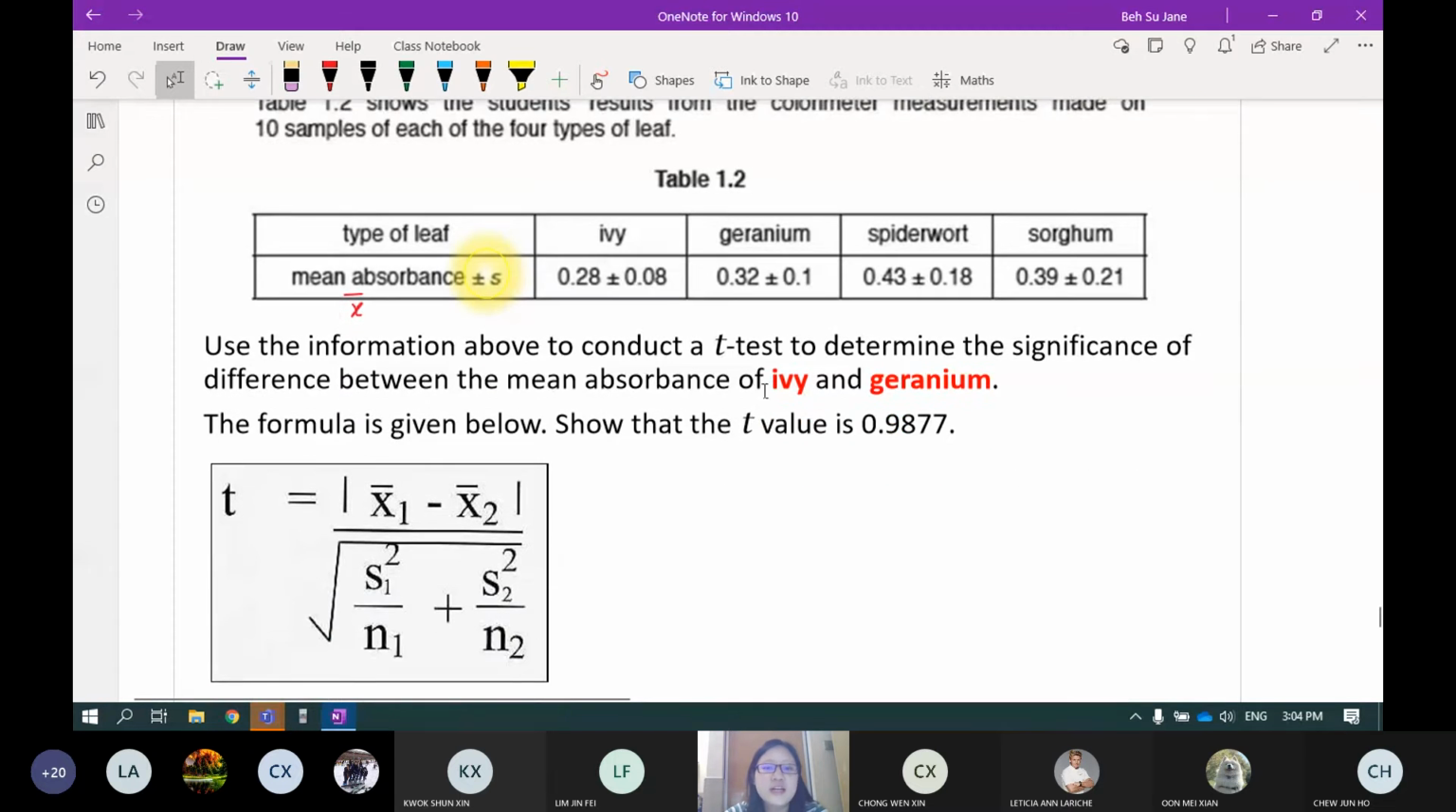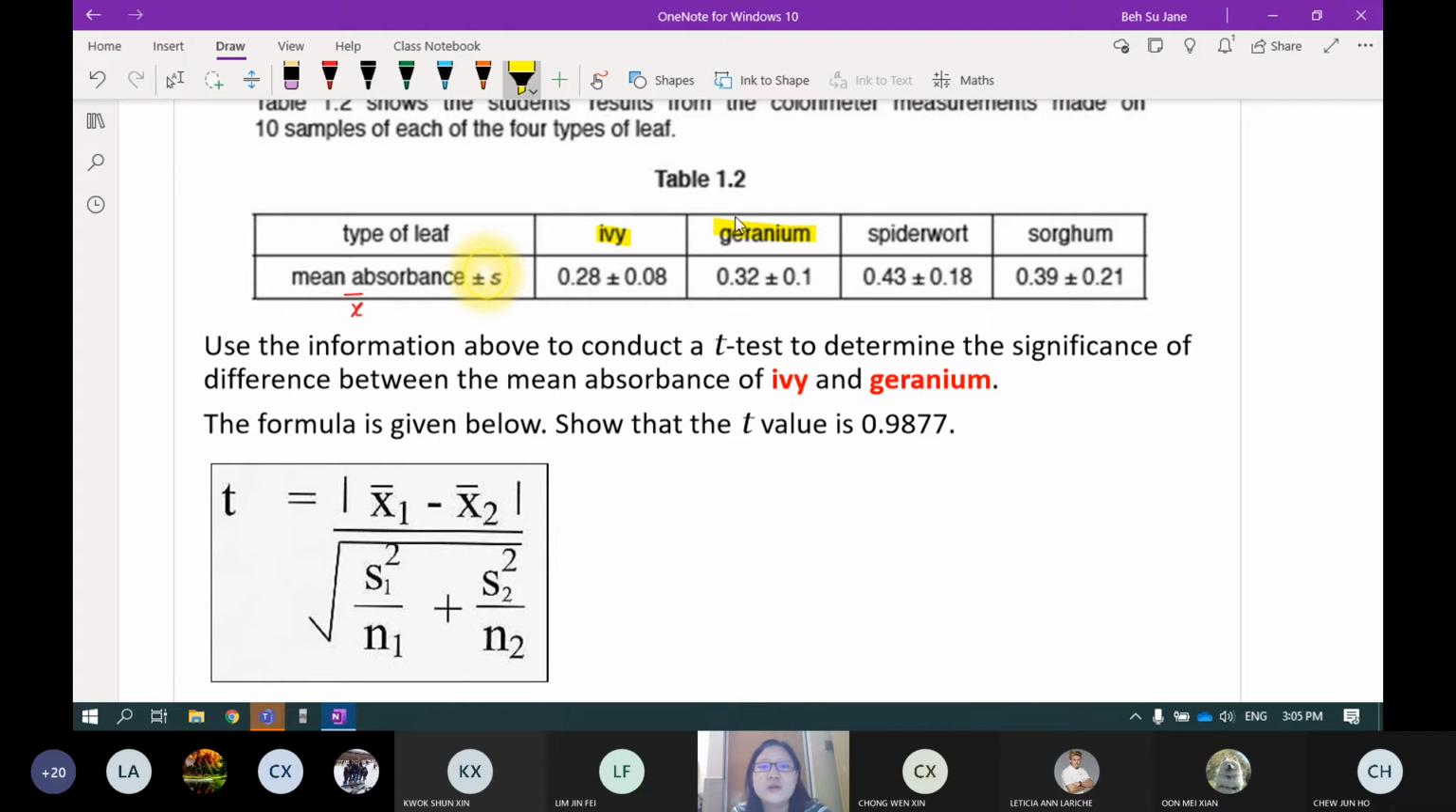They show you already. So yeah, realize that it is standard deviation. And then they tell you, conduct a t-test to determine the significance of difference between the mean absorbance of ivy and geranium. Not everything, just between 2 data sets. A t-test is only to compare between 2 data sets, not more. So, show the t-value is this. This is such a nice question, honestly. They calculated the mean for you. They calculated the standard deviation for you.